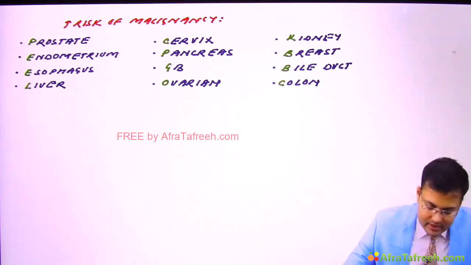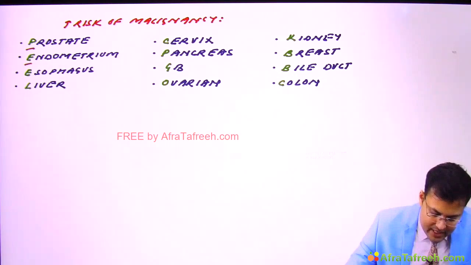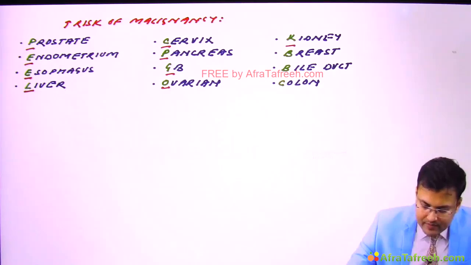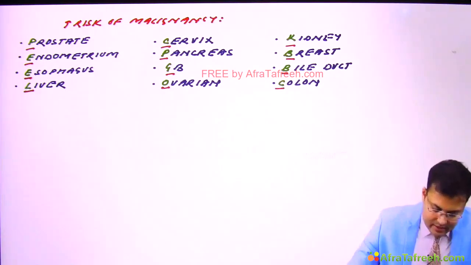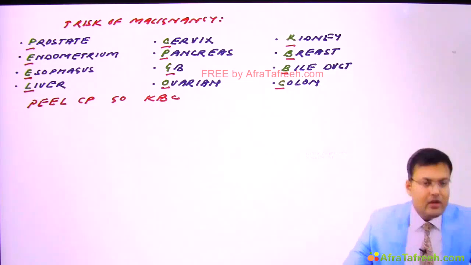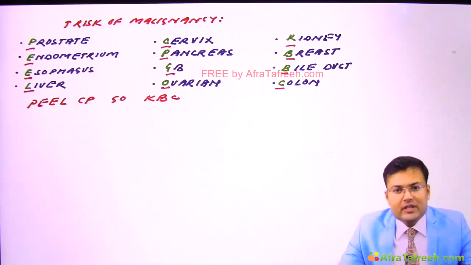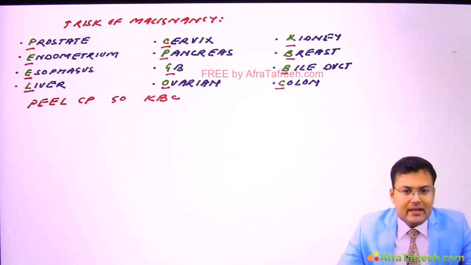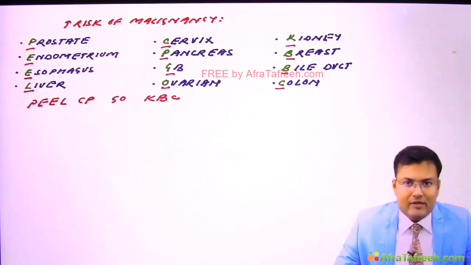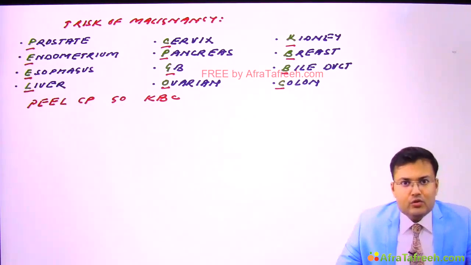So how to remember? The mnemonic is Peel, CP, Go, KBC. Clear? Prostate, endometrium, esophagus, liver, cervix, pancreas, Go: gallbladder, ovarian, KBC: kidney, breast, bile duct and colon. This list is very, very important. You have to remember it, and there is a mnemonic, so there is no problem.